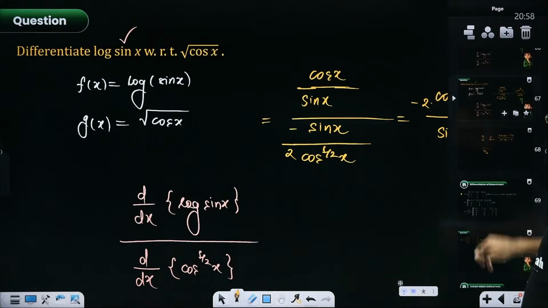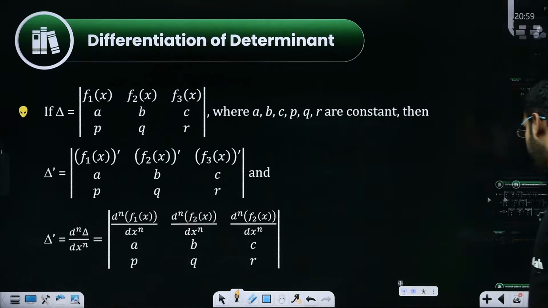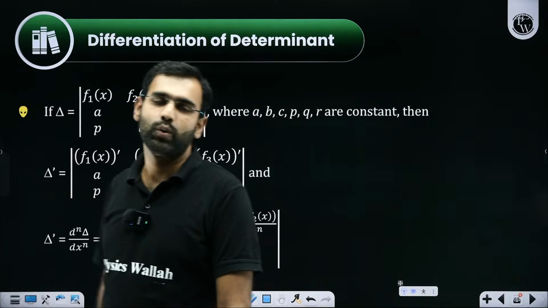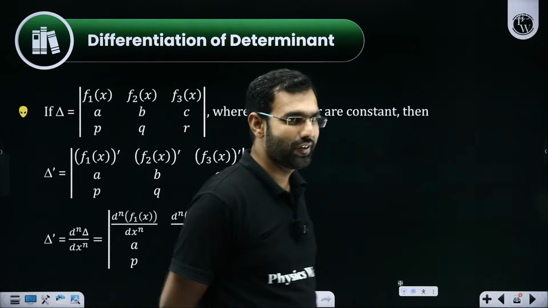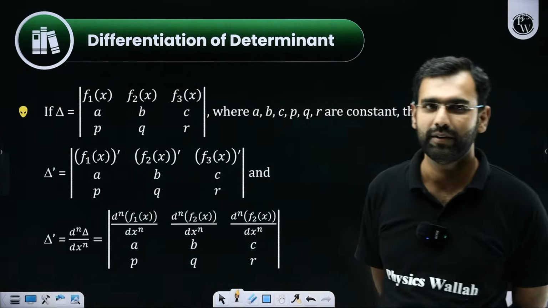Now, the next thing which we do is differentiation of a determinant. So what are you talking about? Can determinants also be differentiated? Yes. Matrices cannot be, but determinants can be.